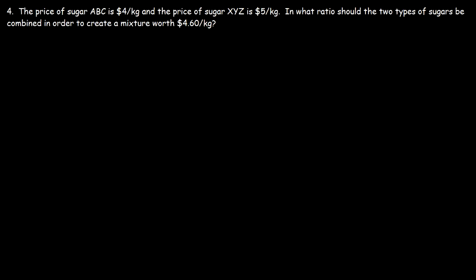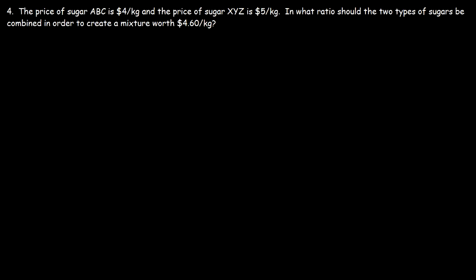Number 4. The price of sugar ABC is $4 per kilogram, and the price of sugar XYZ is $5 per kilogram. In what ratio should the two types of sugars be combined in order to create a mixture worth $4.60 per kilogram? So how can we determine the ratio in which the two types of sugars should be mixed to get this price? How can we do that?